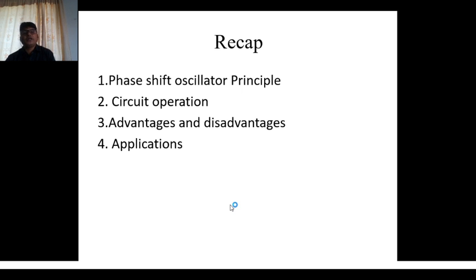So what you learned in this session: the phase shift oscillator, its circuit operation, advantages and disadvantages, and applications.